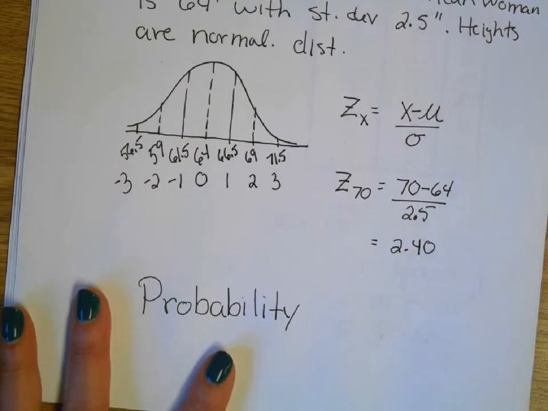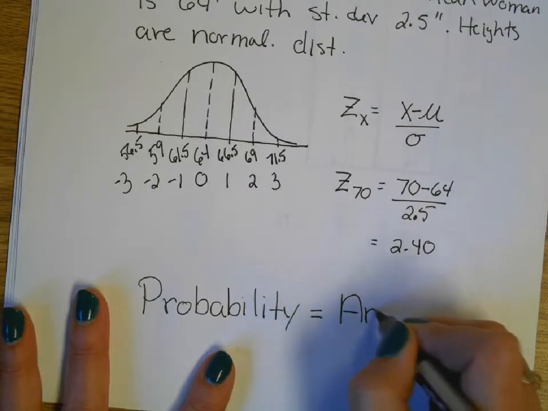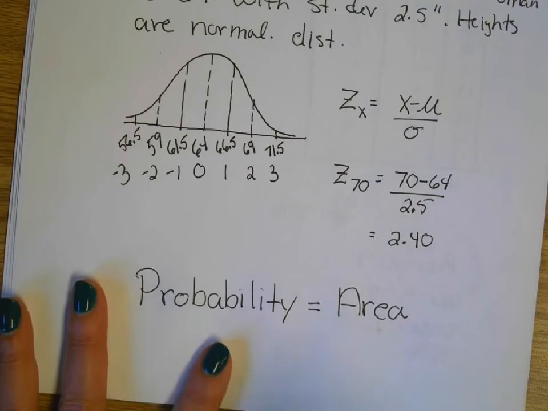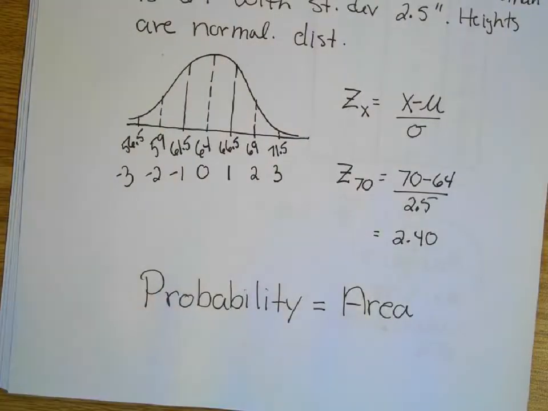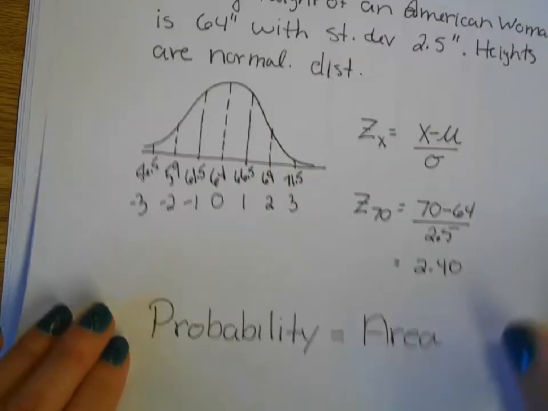Probability: the probability of something happening is equal to whatever area under the curve I have. So probability equals area. And this whole table is giving us areas. So these are our probabilities.